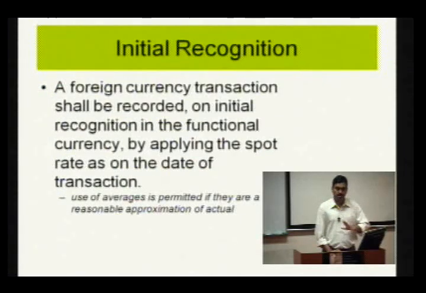For initial recognition, any transaction denominated in a foreign currency will be recorded on the date of the transaction by applying the spot rate as on the date of the transaction. Sometimes you can also use averages of maybe the last 3-4 days or last week, if you think that the average reflects the actual and determination of the actual is not possible.